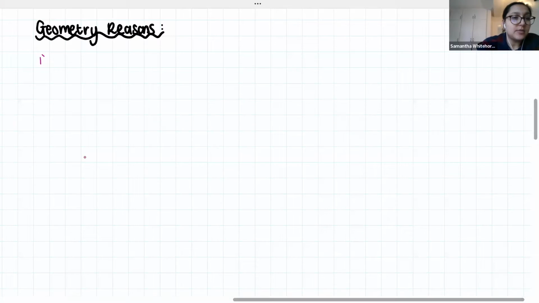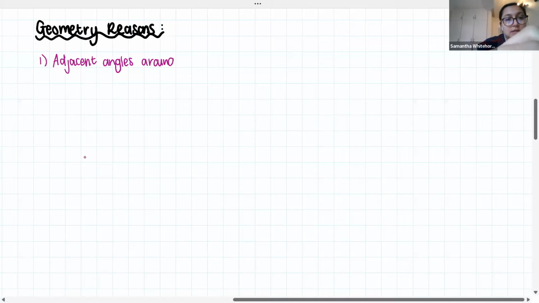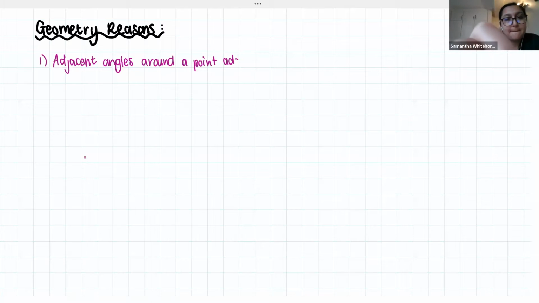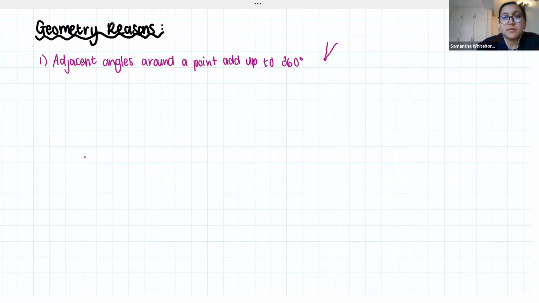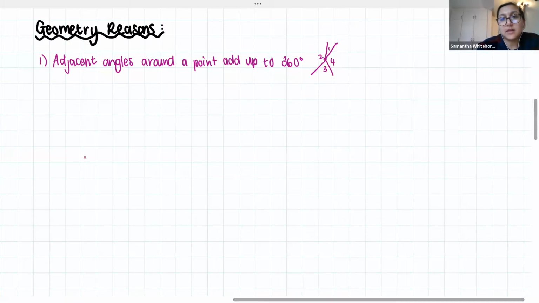The first reason that we learned together was the fact that adjacent angles around a point, and remember adjacent means next to, add up to 360 degrees. So basically, if you've got a central point and a bunch of angles around that point, if you add all of those angles up, you will get 360 degrees. That was the very first reason that we learned.